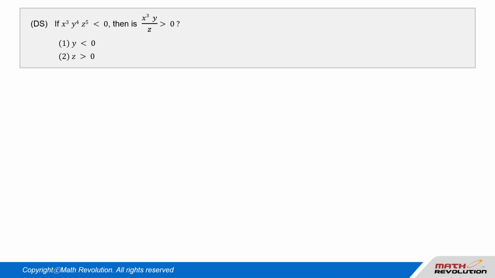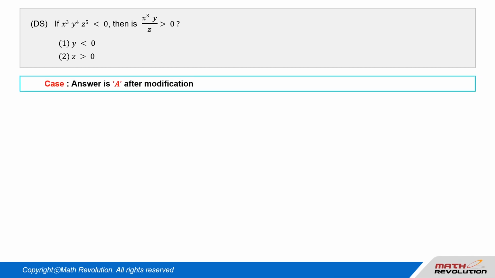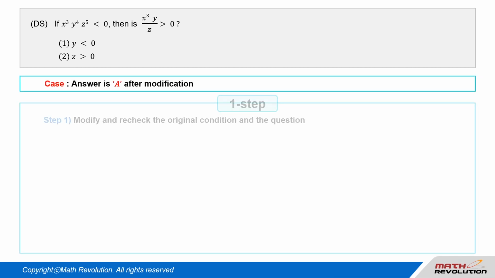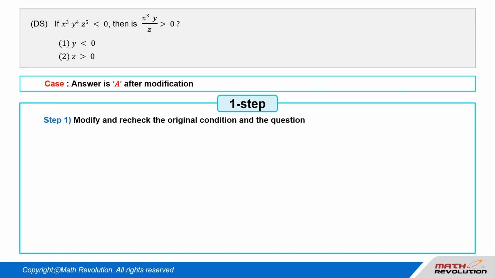Solution. Now we will solve this DS question using the variable approach. Cases where the answer is A after modification. The first step of the variable approach: modify the original condition and the question to suit the type of information given in the conditions. We have to find out whether x cubed times y over z is greater than 0, if x cubed times y to the fourth power times z to the fifth power is less than 0.